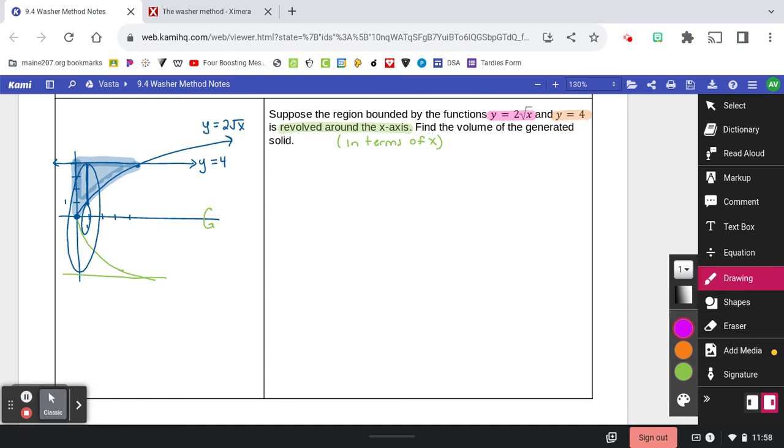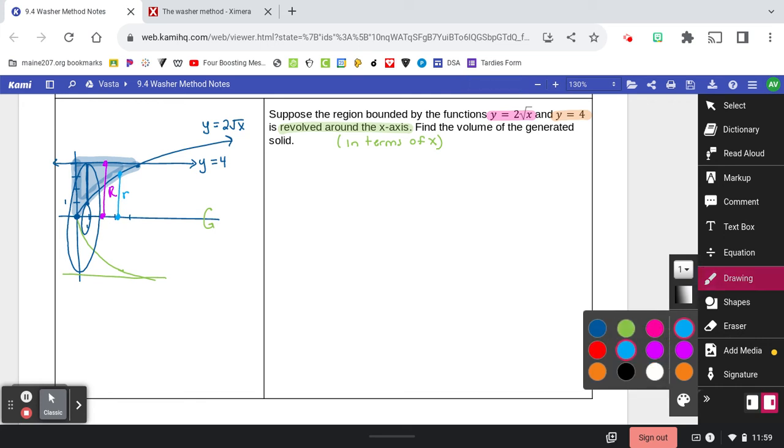So in this problem, because I'm revolving and I end up with a gap in the middle, there are going to be 2 radii that I need to think about. There's going to be big R, which is the distance between the outer edge of the ring and the axis of revolution. And there's going to be little r, which is the distance between the inner edge of the ring and the axis of revolution. So we've got 2 radii because there's a gap in the middle.